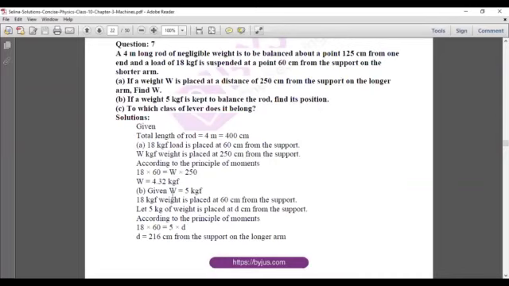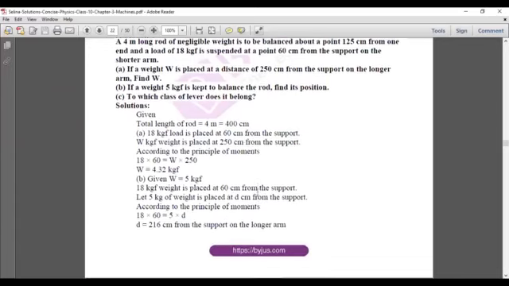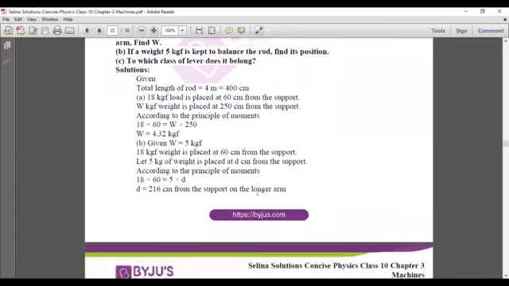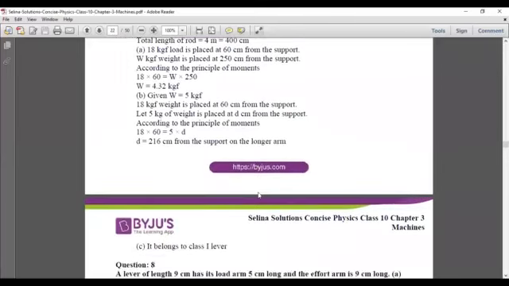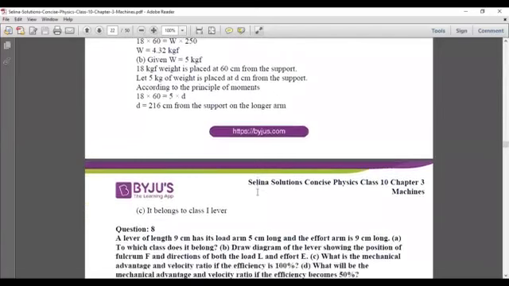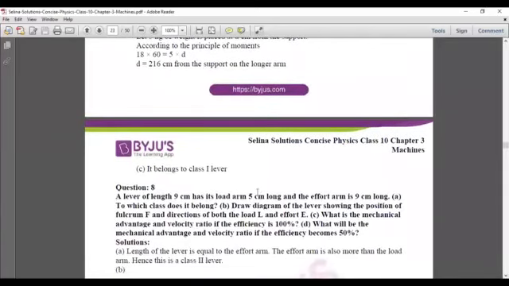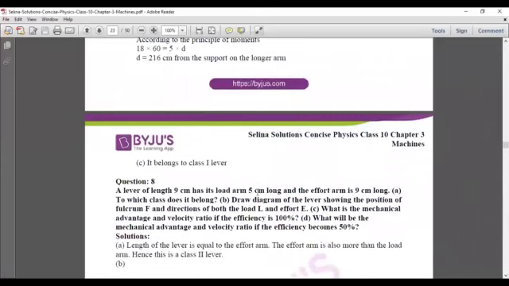In the second case, given weight is 5 kgf. 18 kg of weight is placed at 60 centimeter from the support. Let 5 kg weight be placed at d centimeter from the support. Again, from the principle of moments, 18 into 60 will be equal to 5 into d. So in this case, the unknown distance will be 216 centimeter from the support on the longer arm. It belongs to class 1 lever because the fulcrum is in between load and effort.